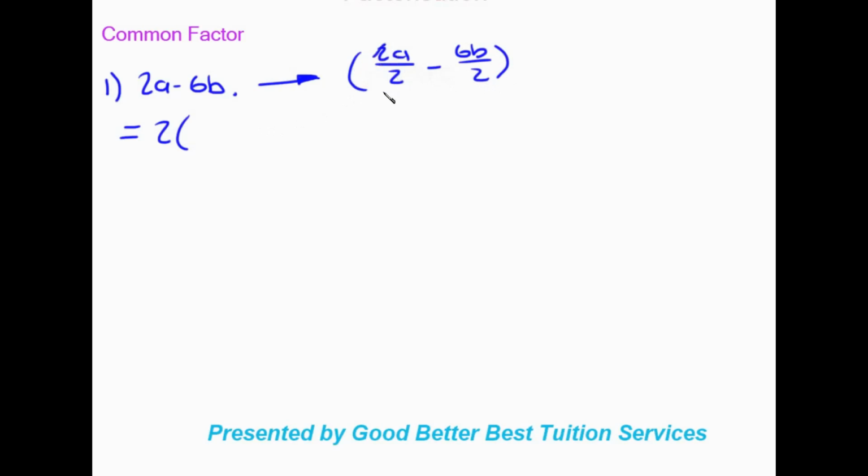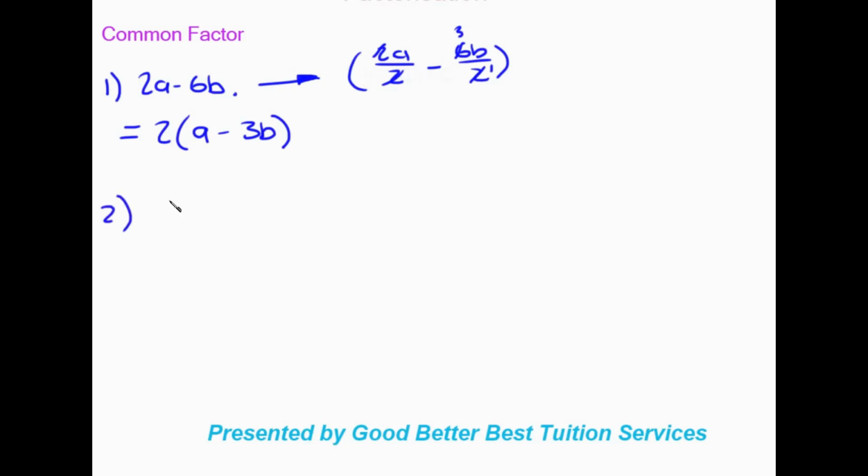So it's going to be 2 divided by 2. So we know we left off with a over here. And then the 6 divided by the 2, which gives us 3 over there, right? So this is 3b. And that is our final answer. And this has been factorized using common factors. So final answer is 2, open brackets, a minus 3b. And all we did was take out the common factor to factorize this expression, okay?